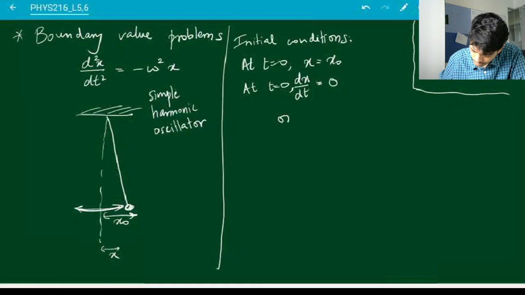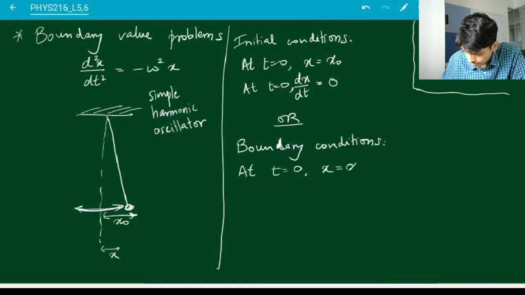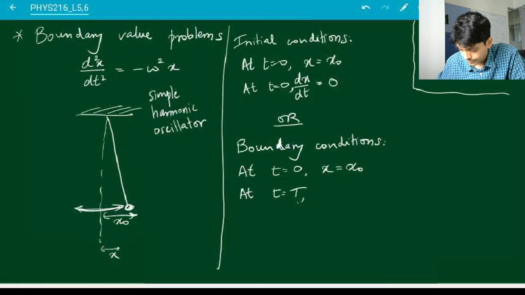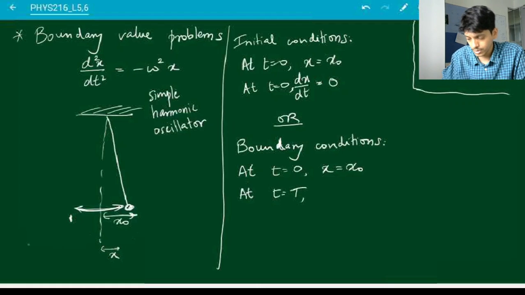But on the other hand, I could also give what are called boundary conditions. So I would say at t equal to 0, x is x0, and now I don't specify the derivative at t equal to 0. Instead I go to some other t. At t equal to t, let's say t is the period of going from one end of the pendulum to the other end, so until it comes here. So over here you will notice x is minus x0 because it has gone to the other side. So at t equal to t, x is minus x0.